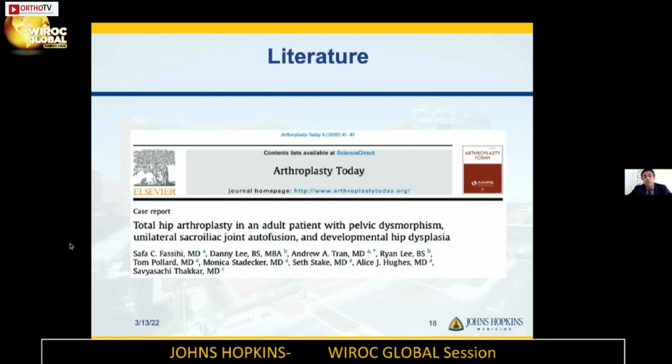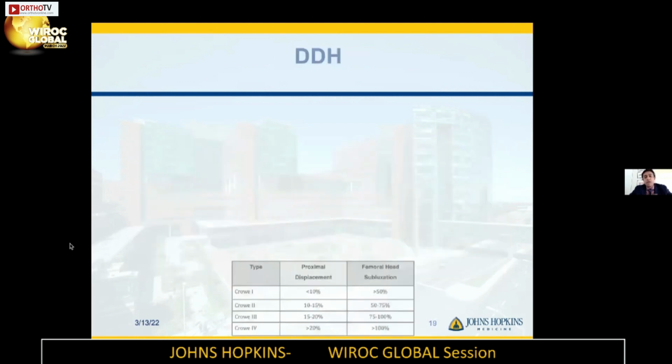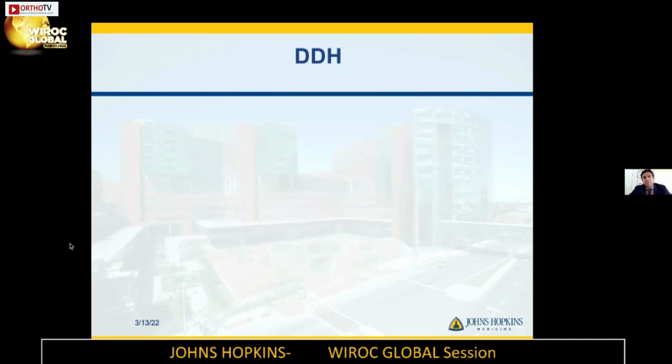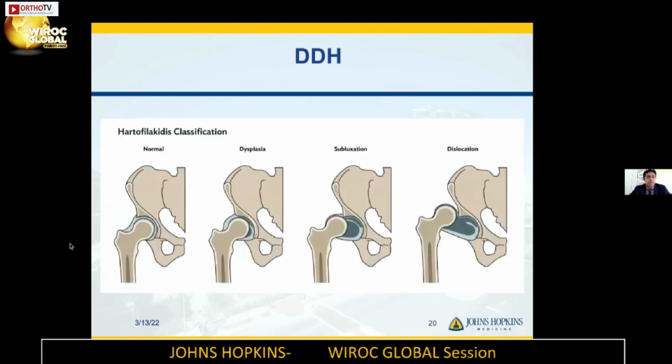So we looked this up and we published our experience with this patient. And I wanted to share a couple of thoughts about this. So now we know that developmental dysplasia of the hip, especially with the Crowe-Ranawat classification, is the proximal displacement sometimes of the femoral head with a dysplastic acetabulum and subluxation of that femoral head. Another classification that helps us plan surgery is this Greek Hartofilakidis classification, in which you can see a normal to a dislocated hip and how you correct for this deformity.